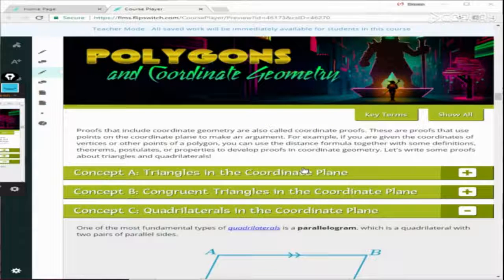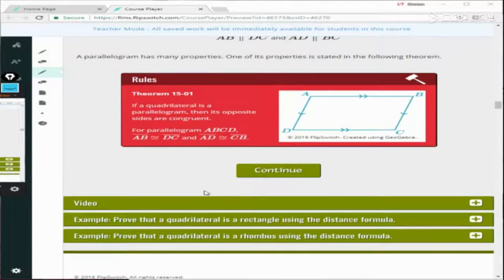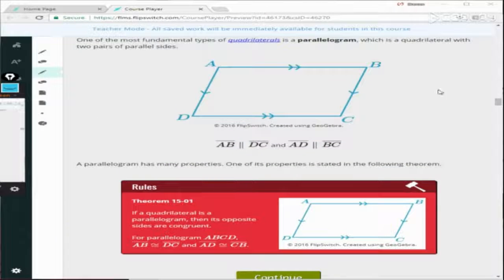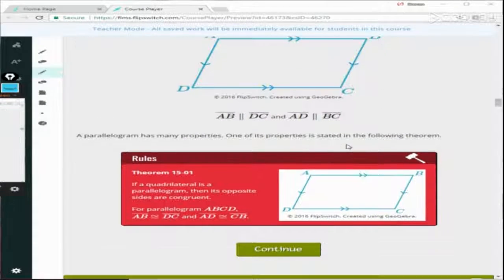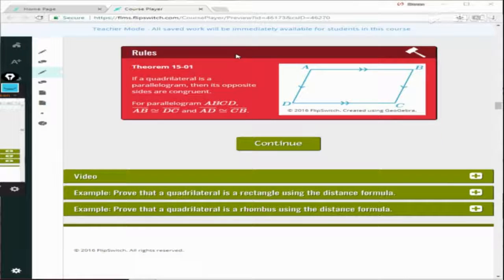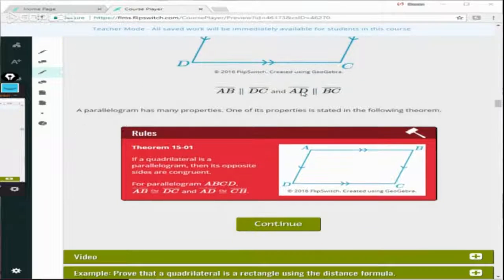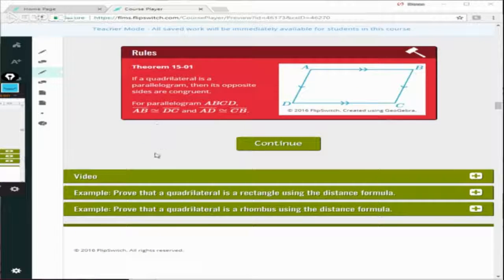Alright, so we have concept C, quadrilaterals in the coordinate plane. We're going to scroll down to the example. Now, please read through all of this. I'm not saying just skip to the examples, because there's a lot more information through here than I am providing. I am providing the examples based on the assumption you have gone through this entire lesson and you have watched the additional video that has been provided.